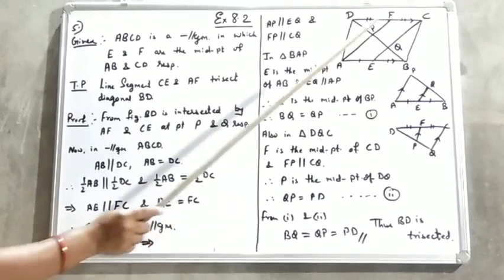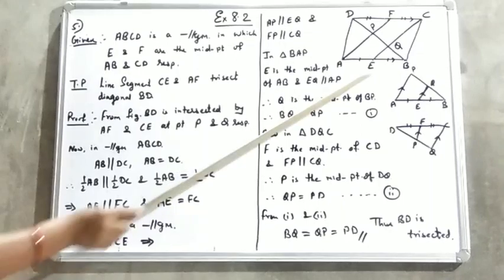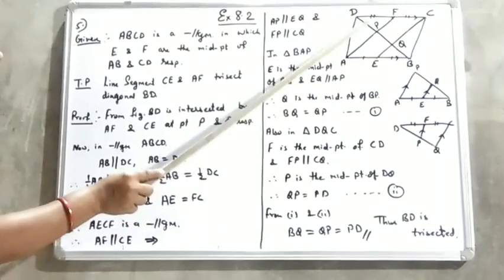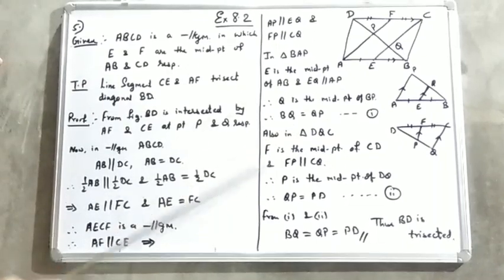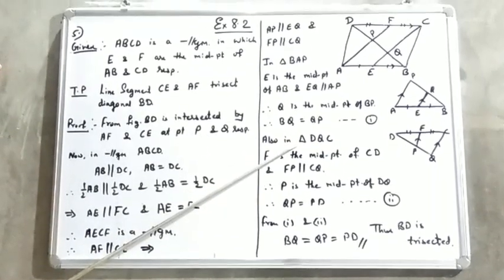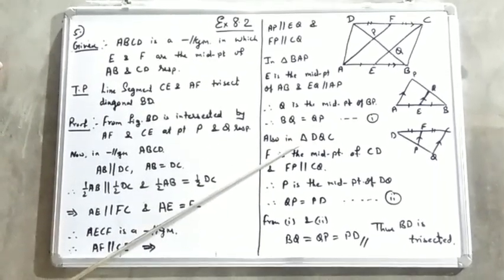So Q is the midpoint of BP. So from here I got BQ is equal to QP. This is my first equation. Now let us go for another triangle, DQC.